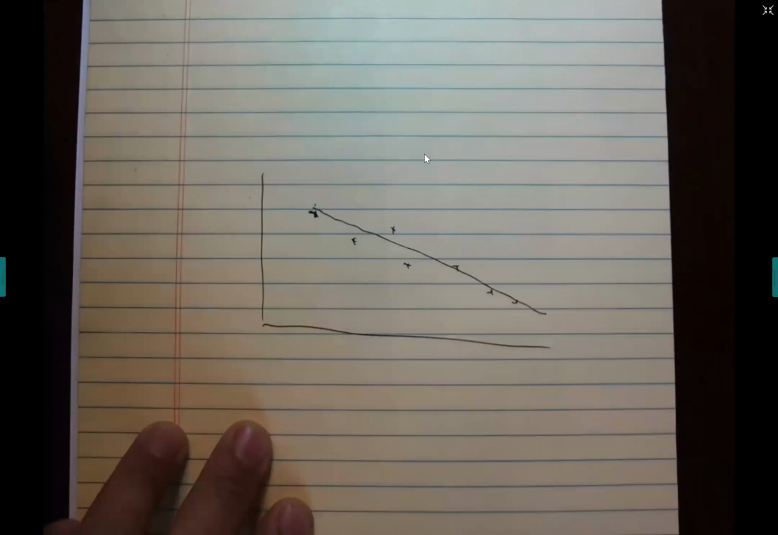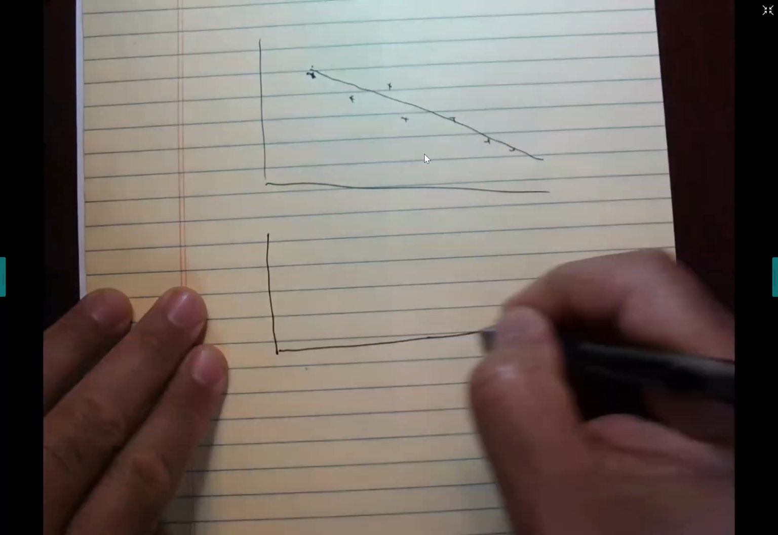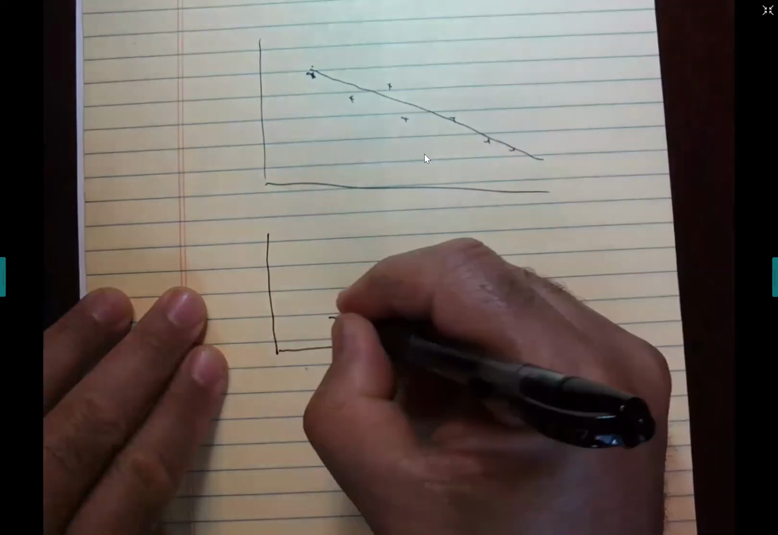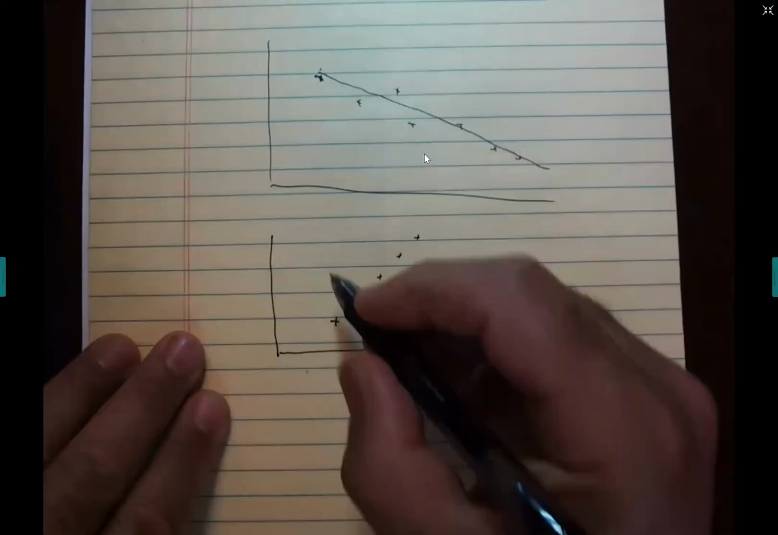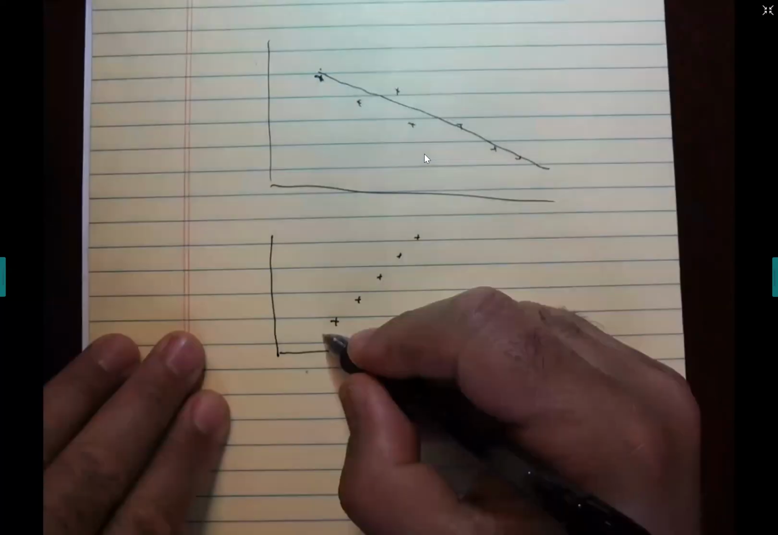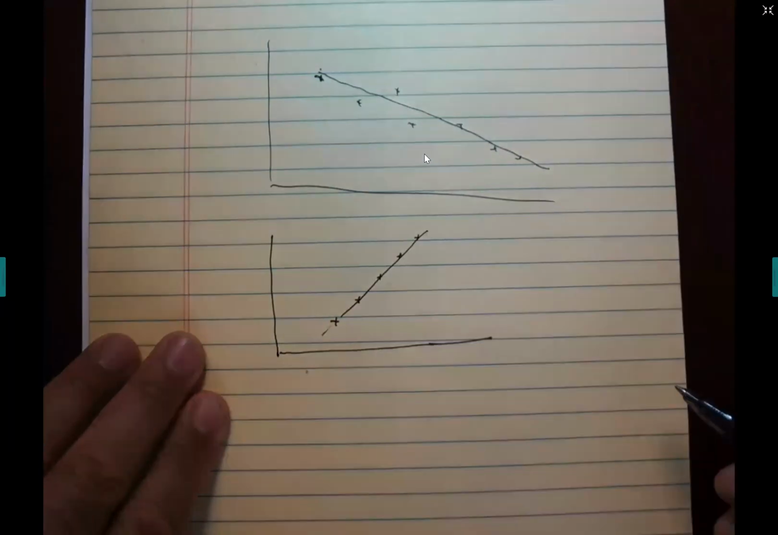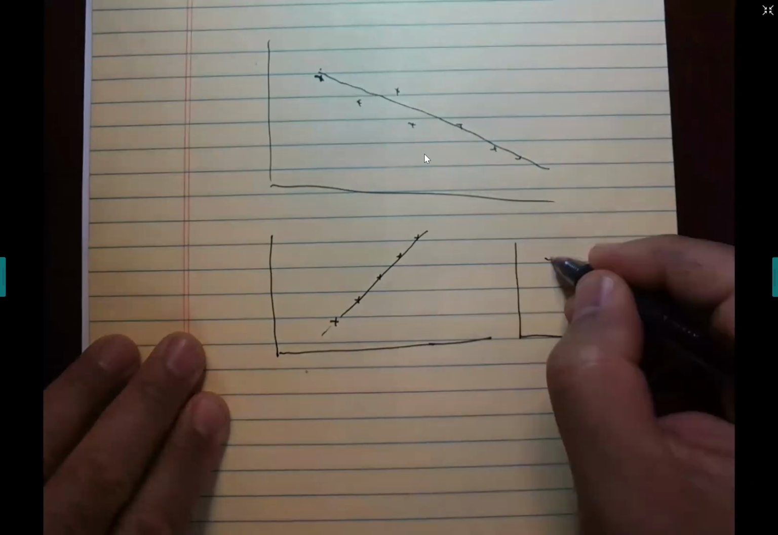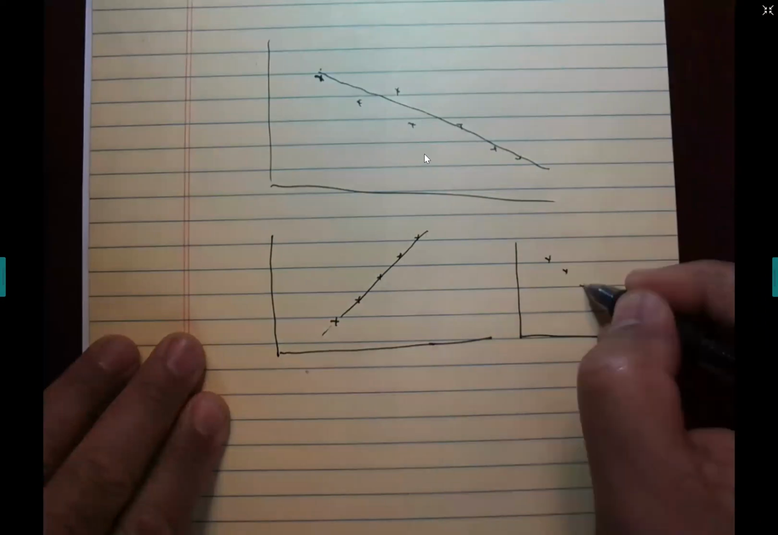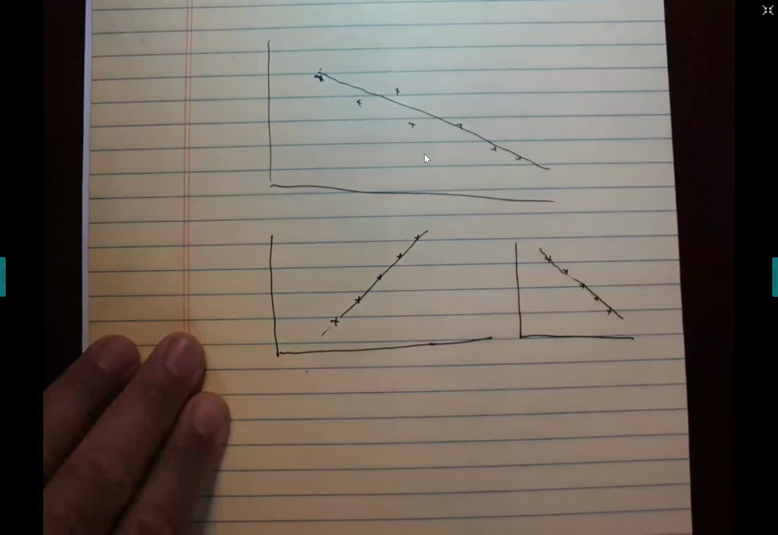Now, guys, if you see a relationship between X and Y that looks like this, look, if I connect all the points, I can put them all on one line. This is called a perfect linear relationship. Or it could be like this. This is also called a perfect linear relationship.